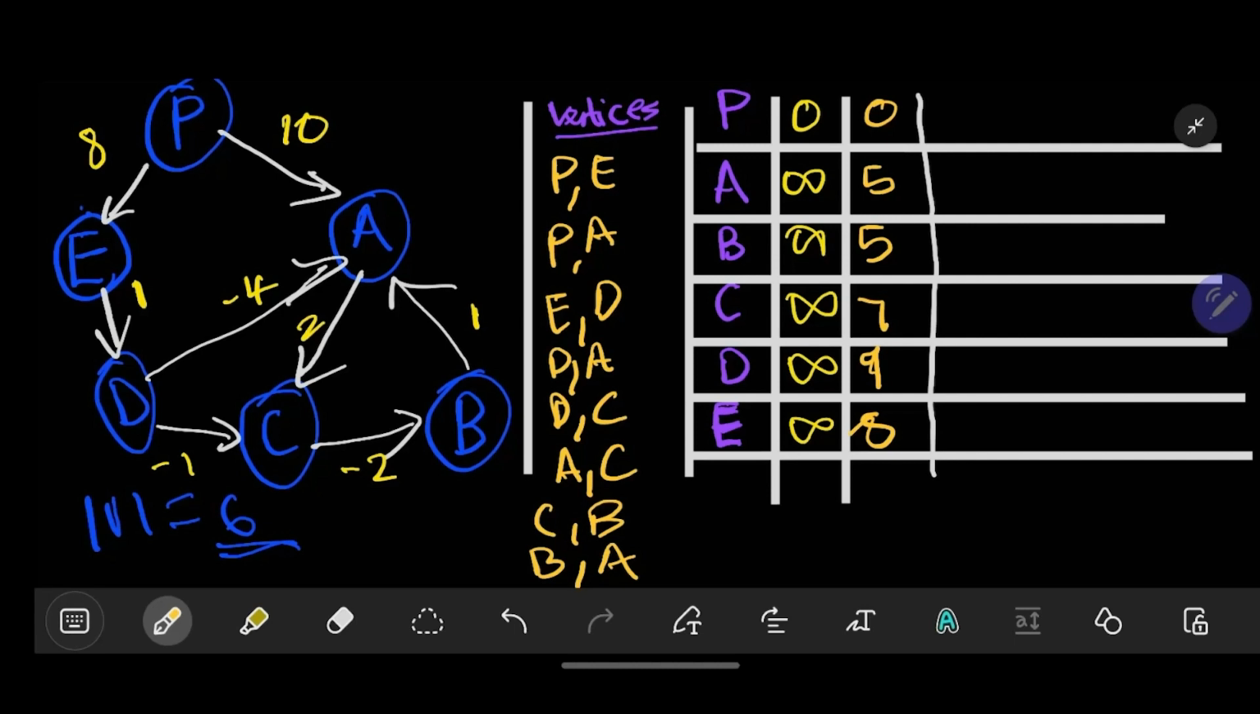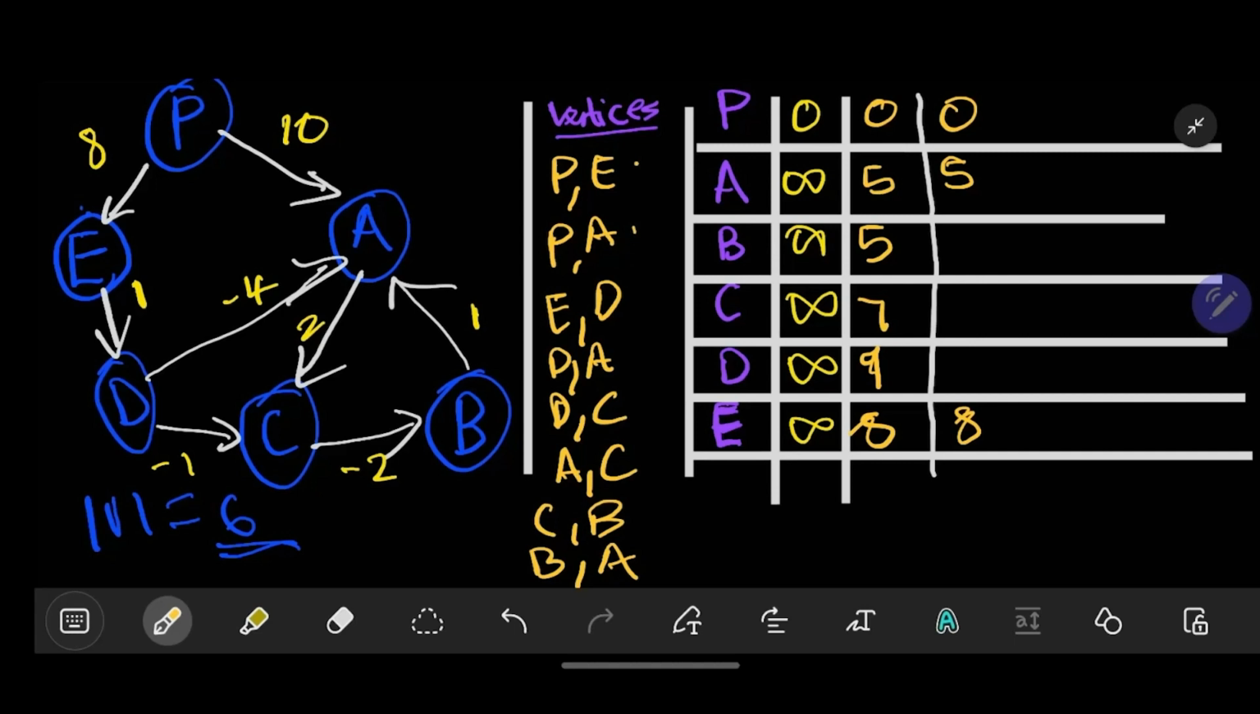So for iteration 2, we look at P and E again. PE, we see we cannot get any shorter path in this, so we're going to leave E as 8. Then we have PA. We see PA is 10. However, A at the moment is 5. So we are not going to make any changes there. We are going to leave this as 5. Don't forget the 0 here by P. So we're done with that. We're going to look at ED, right?